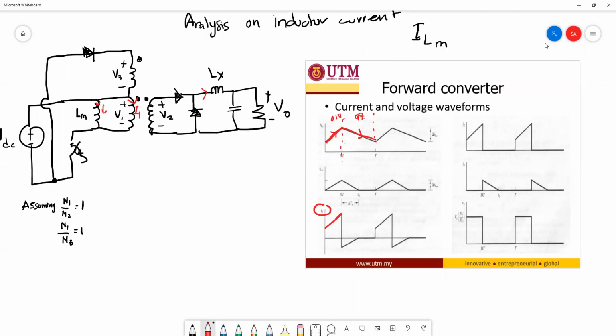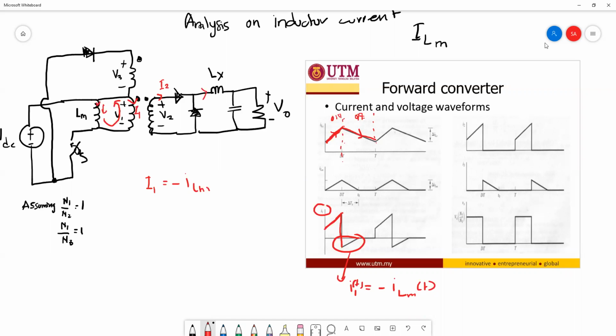As you can see, the current at the secondary part follows the primary, while during the off state, I1 is equal to the current in the magnetizing inductance. During the off state, where the switch is off, the current will flow from L1 through LM like this. So I1 is negative ILM, and that is why we have a negative ILM here. And this is the graph for I2.